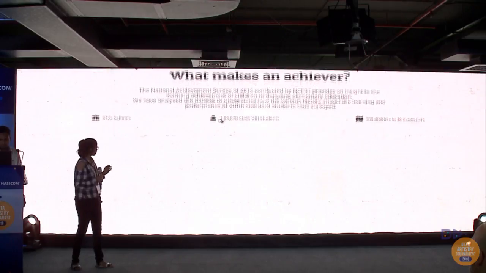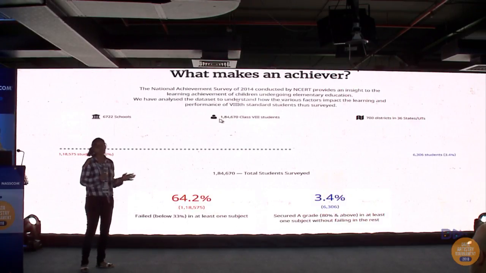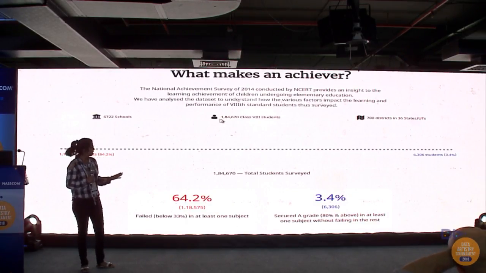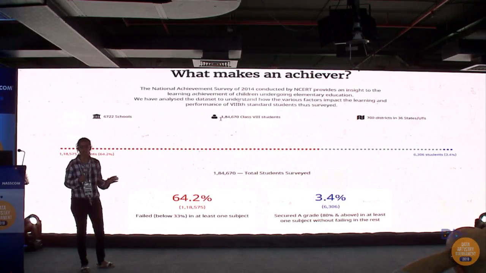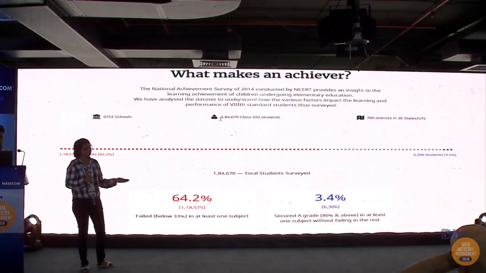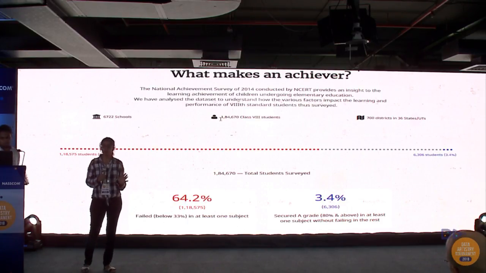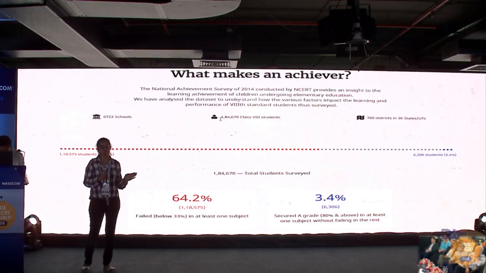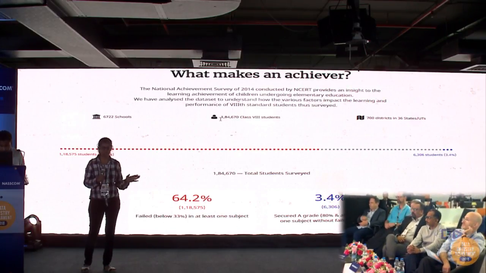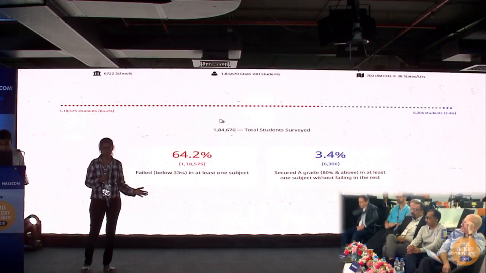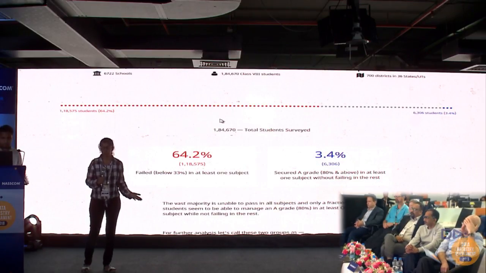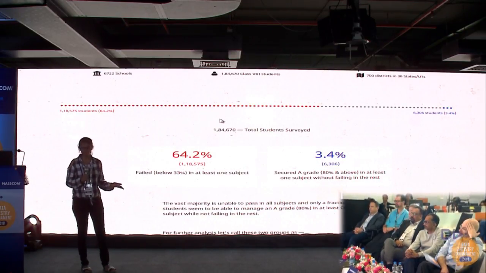Let's continue. From among these 1,80,000 students, 64% have failed in at least one subject. On the contrary, there's only 3.4% who have achieved 80% and more in one subject without failing in any other subject. Now this is quite unbalanced, and we wanted to see why it is so.